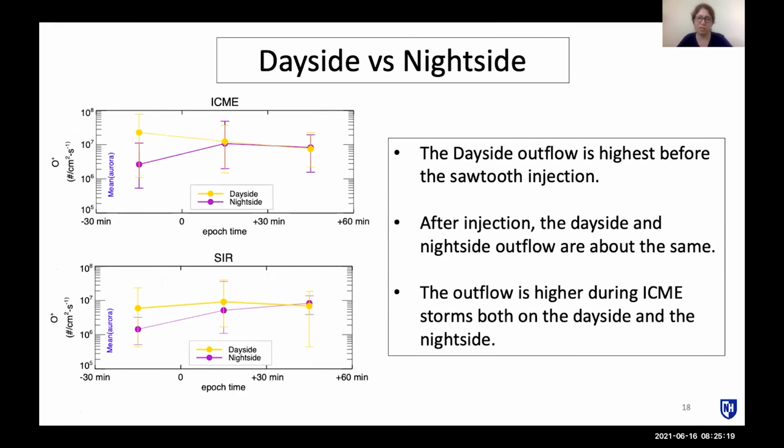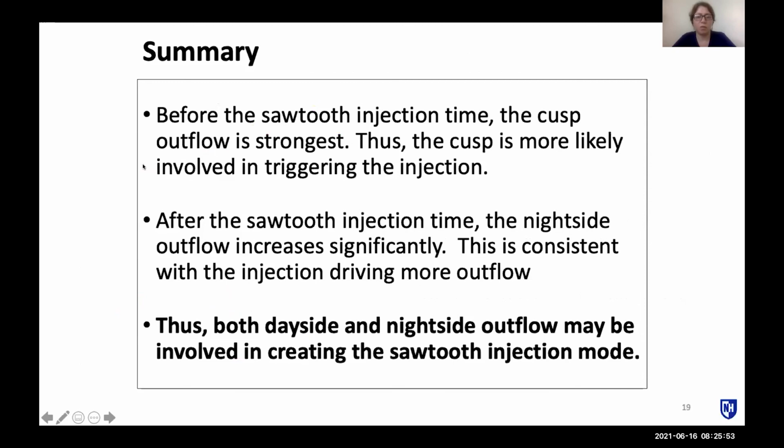Also, I looked at the day side versus night side. I used ICME in the top and SIR in the bottom, with yellow color for day side and purple color for the night side. We see that the day side outflow is highest before the Sawtooth injection time here and here. But after injection time, the day side and night side outflow are about the same here. And the outflow is higher during ICME storms than SIR storms in both the day side and the night side.